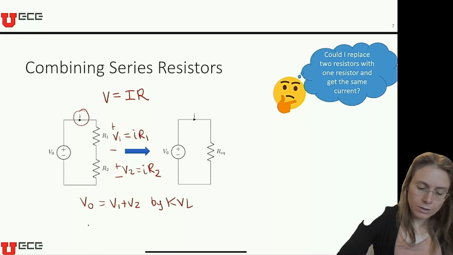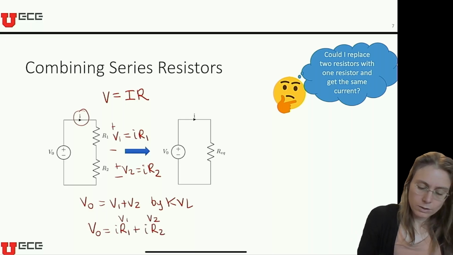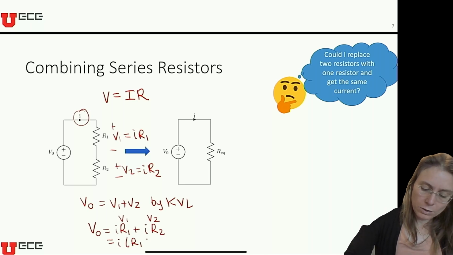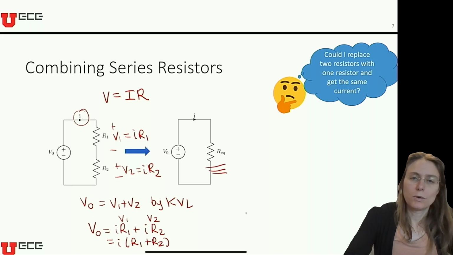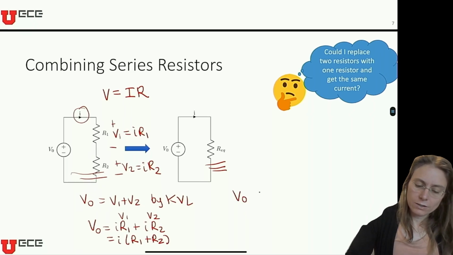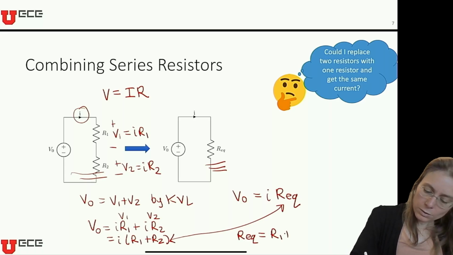So therefore, I can write V0 is equal to IR1 plus IR2, because this is V1 and this is V2. And then I can pull out the I, so then in the parentheses I'm left with R1 plus R2. Now in this equivalent circuit over here that performs mathematically equivalently to this circuit, I have V0 is equal to I times R equivalent. Now comparing these two equations, you see that R equivalent must be equal to R1 plus R2.